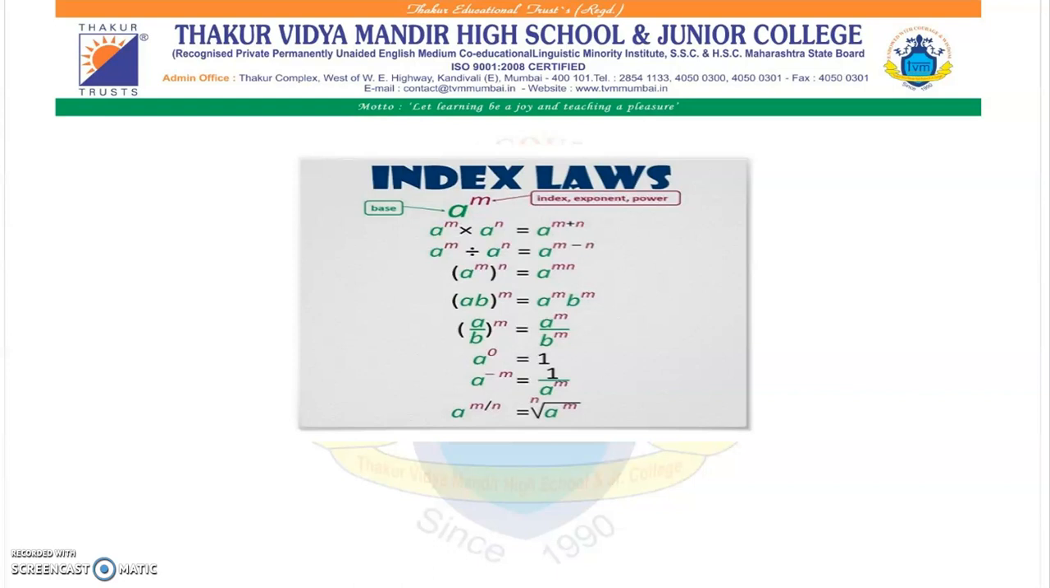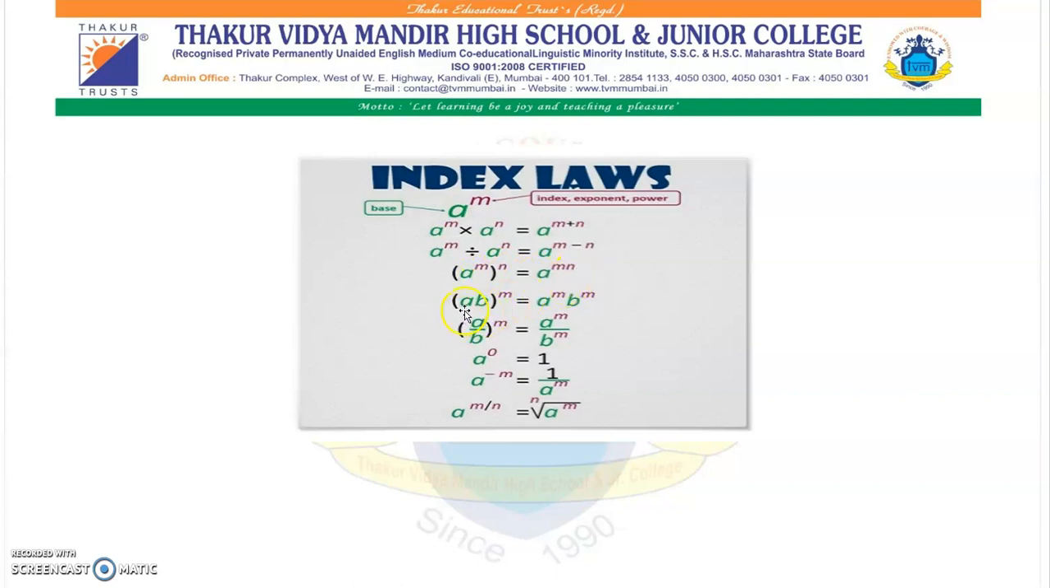Index laws. There are various laws for indices. The first one is, you can see that in this a raised to m, here a is called the base and m is called the index, exponent or power. Either we can call it by index, exponent or power. First rule, a raised to m into a raised to n is equal to a raised to m plus n. Second one, a raised to m divided by a raised to n is equal to a raised to m minus n. Third one, a raised to m raised to the power n is equal to a raised to m into n.